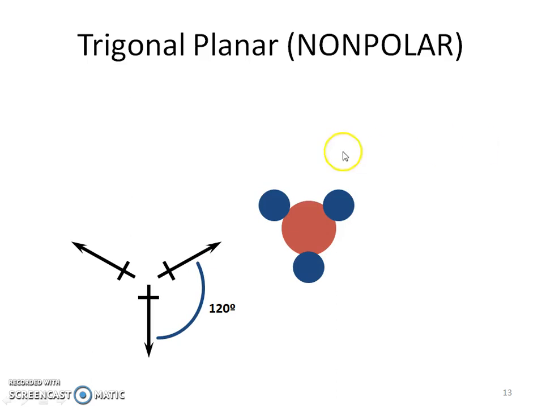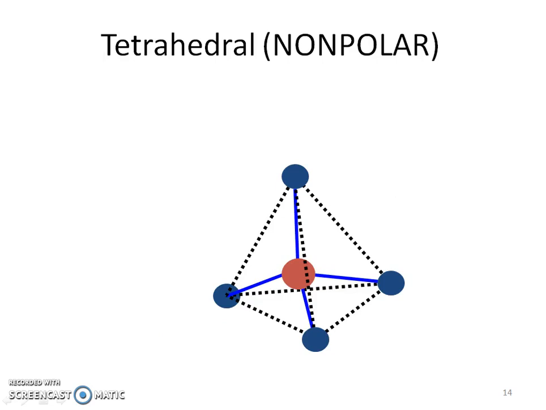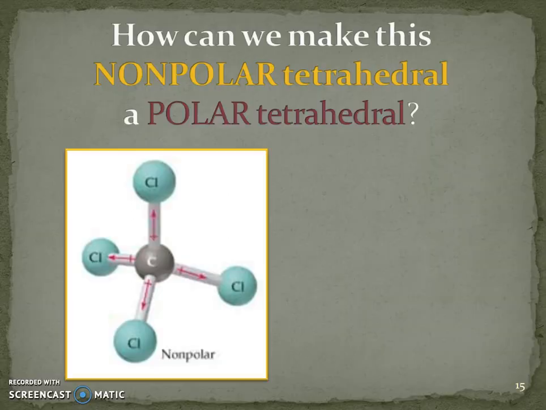But here the difference is it's on a plane. Think about it as on one sheet of paper. It lies flat, so there's no non-bonding pair of electrons to make it a different pull. Those three blue atoms are pulling on that central atom very, very similar to each other, very, very equal. So it makes it nonpolar. Here's tetrahedral, again nonpolar because we have the four atoms pulling on that central atom very, very equally.